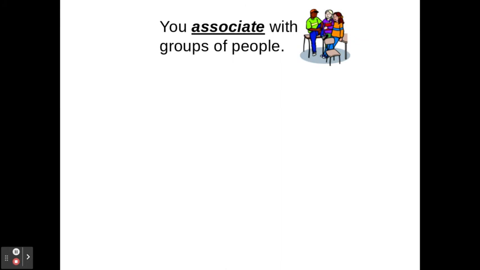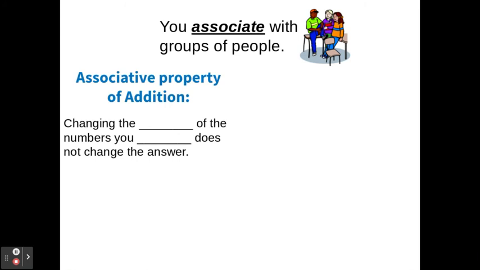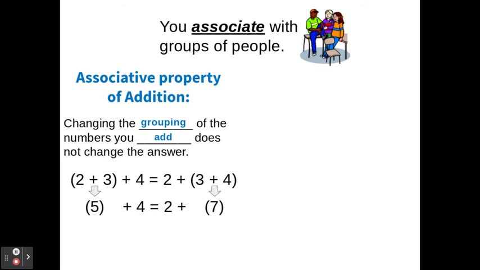If you think about associative property, you hear the word associate in there, and when you associate with groups of people, you have different groups of people that you associate with in your life, and that could be different groups of friends. So the associative property just states that when you change the grouping of the numbers you add, it does not change the answer. So if I was going to add 2 plus 3 plus 4, I could group the 2 and the 3 together first and add those, or I could group the 3 and the 4 together first and add those. Notice that no matter which way I group the numbers, the answer is still going to be 9. Okay, so I can show grouping with parentheses.